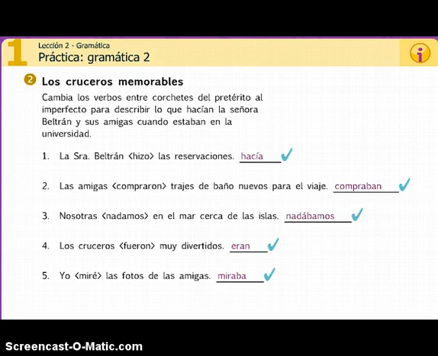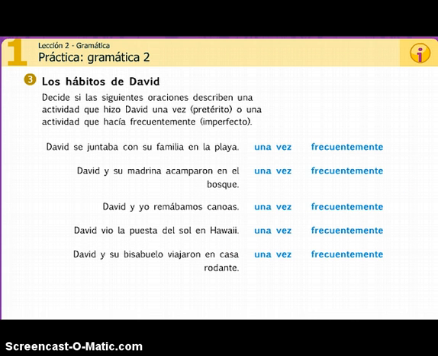Y número 5, yo miré las fotos de las amigas, miré became miraba in the imperfect. Were those the same answers you got? Muy bien. Ahora vamos a hacer práctica 3, los hábitos de David.